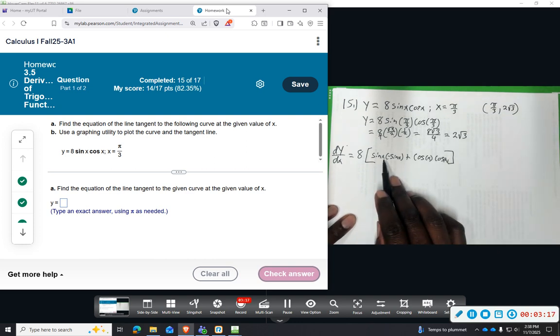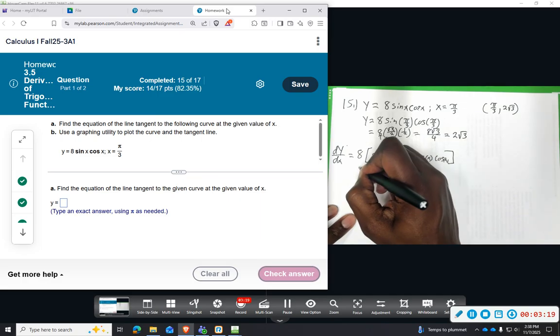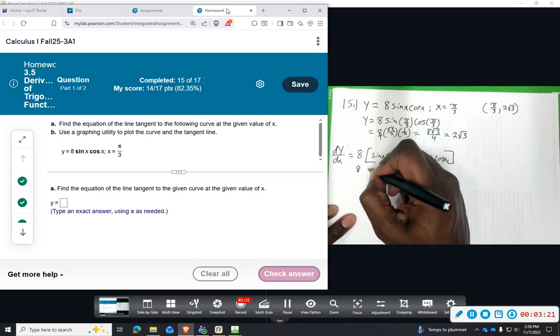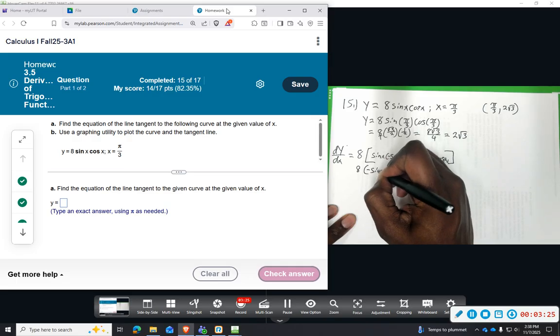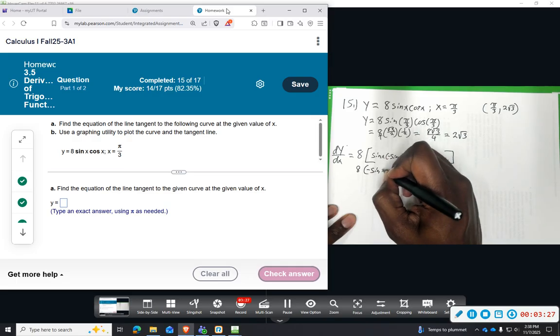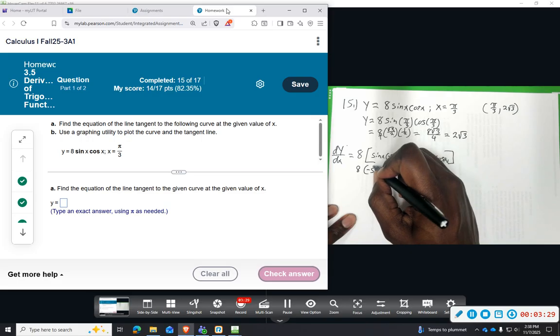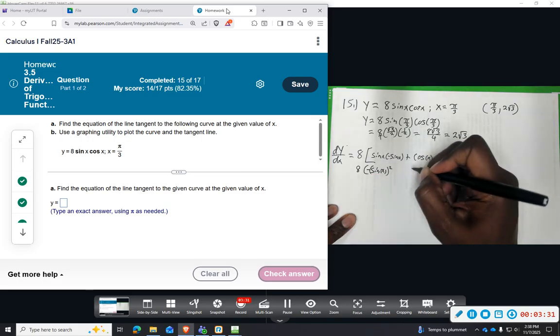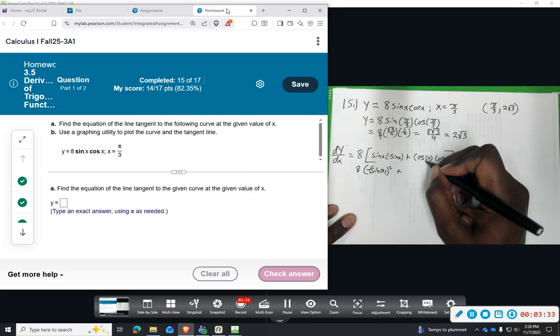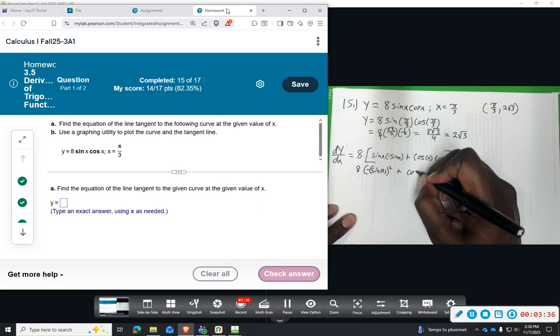And then simplifying, we get 8, and this is going to be my negative sine of x squared, and then plus cosine of x squared.